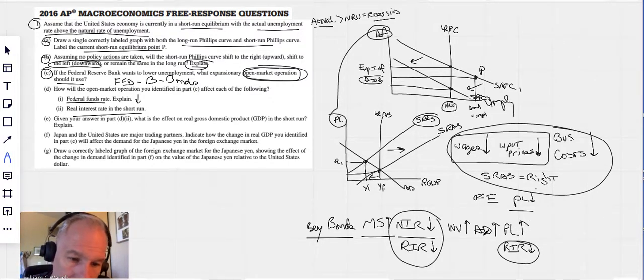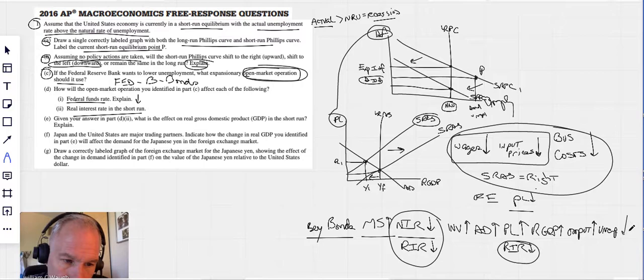When aggregate demand increases, I know real GDP is going to increase. I know output, and I know these are really the same things, but I like to have them both. And I know that unemployment is going to decrease. Right? So this is our causal chain of thinking. Buying bonds makes the money supply increase, nominal interest rates go down, investment goes up, aggregate demand goes up, price level goes up, real GDP goes up, output goes up, and unemployment goes down.